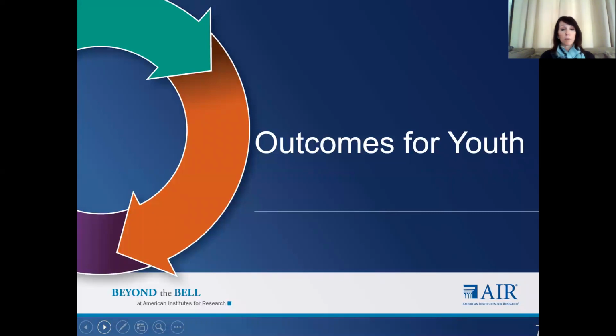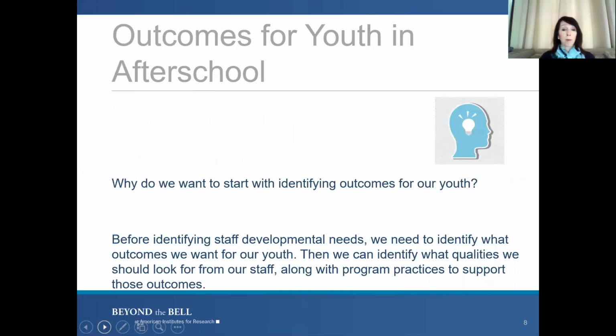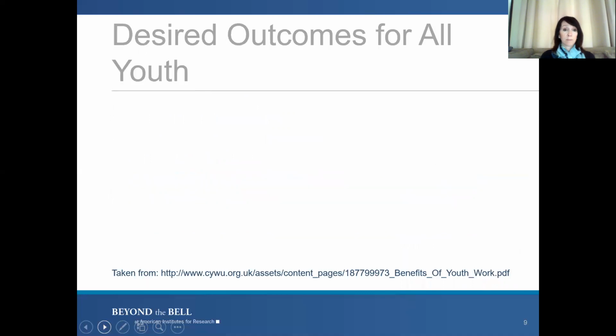So outcomes for youth. Why do we want to start with identifying outcomes for our youth? Before identifying staff developmental needs, we need to identify what outcomes we want for our youth. Then we can identify what qualities we should look for from our staff, along with program practices to support those outcomes.